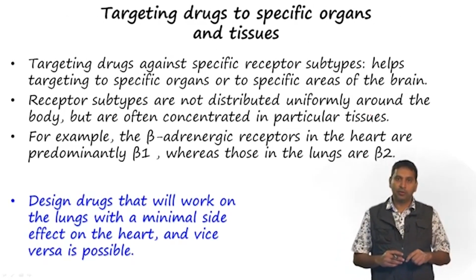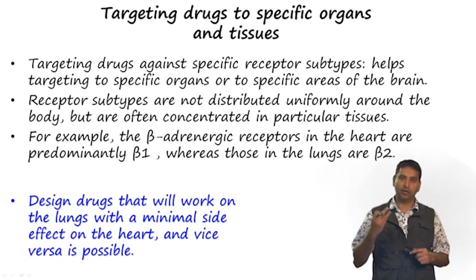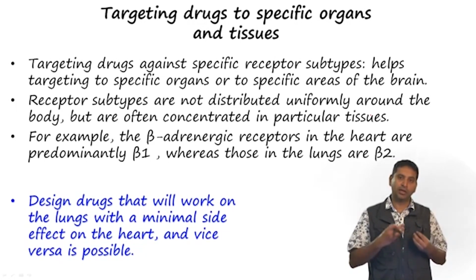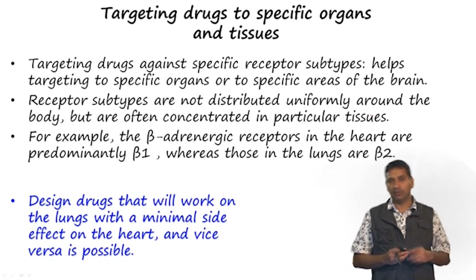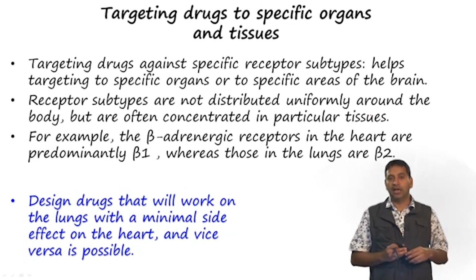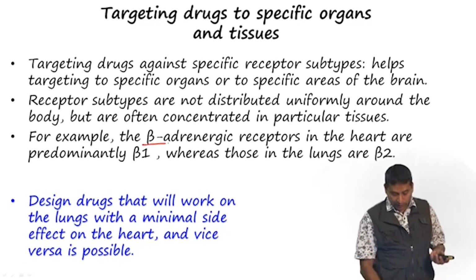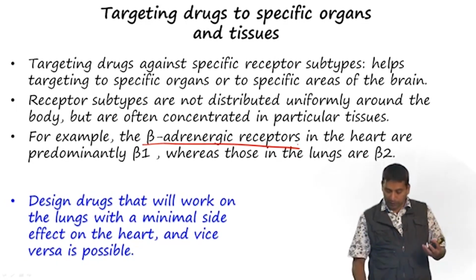Lastly, we also need to be able to target drugs to specific organs and tissues. This basically means that, let us say we want to develop a drug for a specific area of the brain, we should be able to spare the rest of the body. Or if we want a drug acting on the liver, we do not really want it to be metabolized in other places or be active in other places. Receptor subtypes are not uniformly distributed, and they are often concentrated in particular tissues. For example, the beta adrenergic receptors in the heart are predominantly beta 1, whereas those in the lungs are beta 2.